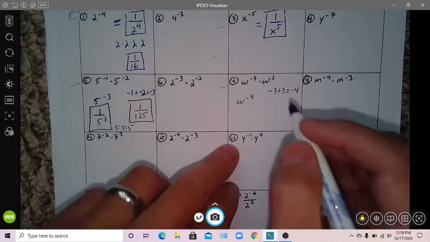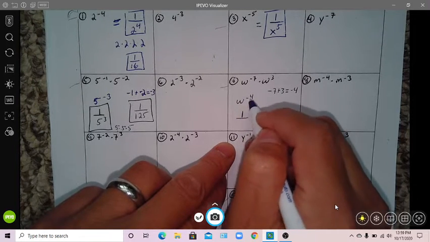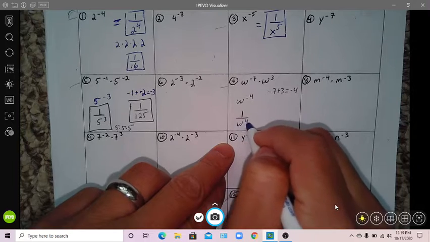Negative exponent, I need to rewrite as a fraction. So I'm going to write a fraction line, 1 in the numerator. W to the negative 4 becomes w to the positive 4 in the denominator.